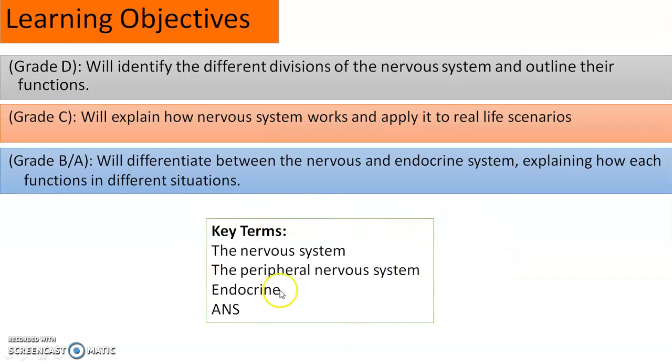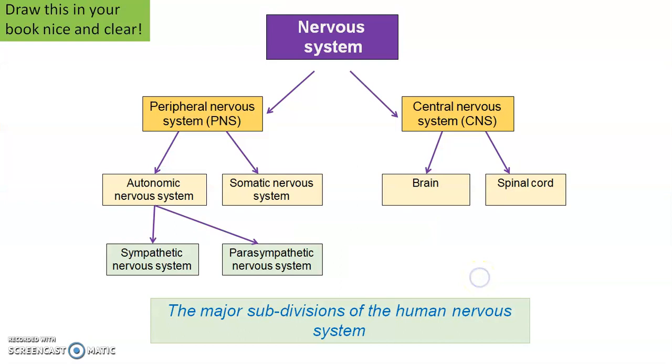And so some key terms that we have today are the nervous system, the peripheral nervous system, endocrine, and the ANS. And we have so many more key terms, as you do with psychology. We always have new key terms, and we're going to find out what they mean. I hope you know what the nervous system is already, so that should not be new to you.